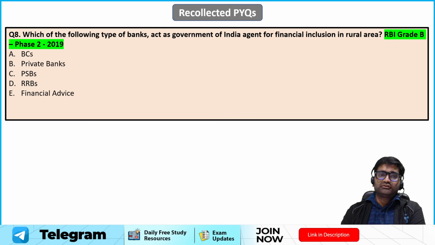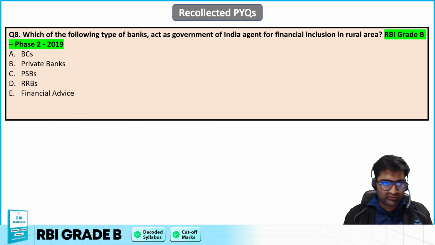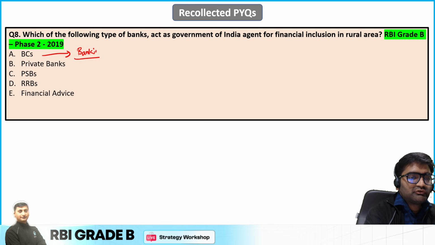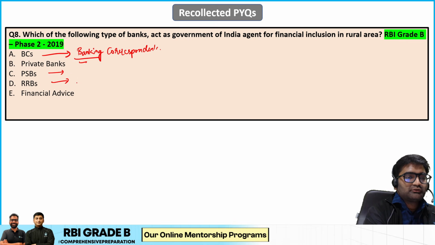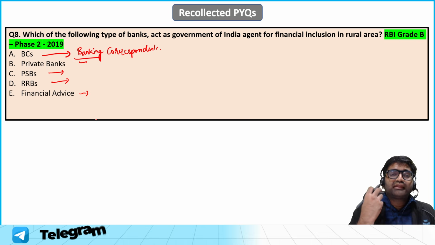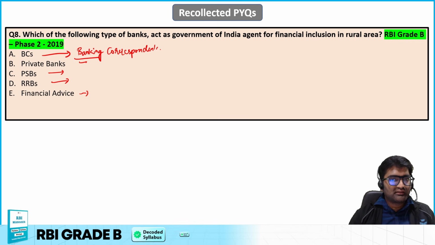which of the following types of bank acts as a Government of India agent for financial inclusion in rural areas? Very simple question. You have to pick a type of bank over here. What are the options? Let me tell you. BC. What is this? These are the bank mitras, also called banking correspondents, right? Then we have private banks, then public sector banks, regional rural banks, financial advice. Which of these is a type of bank which acts as an agent of financial inclusion in rural areas? This is an RBI Grade B Phase 2 2019 question.